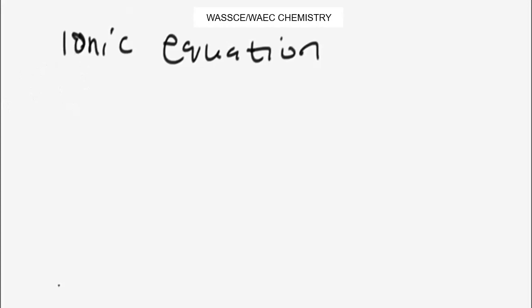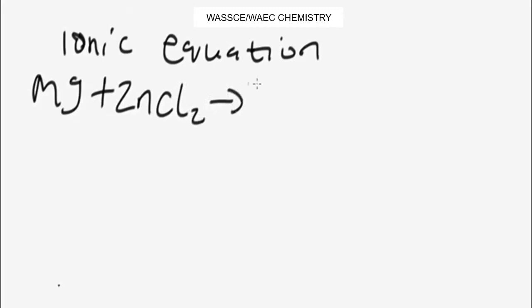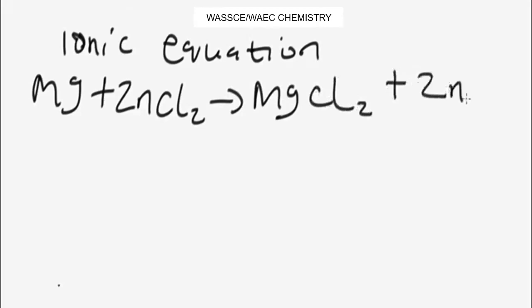Now a typical example is in this reaction above: magnesium atom plus zinc chloride reacts to form magnesium chloride plus zinc atom. Now, if we check, this is also a displacement reaction, because in the reactivity series of metals, magnesium is more reactive than zinc, so magnesium displaces zinc from its compound. Now, to write the ionic equation for this reaction, this is going to be the ionic equation.